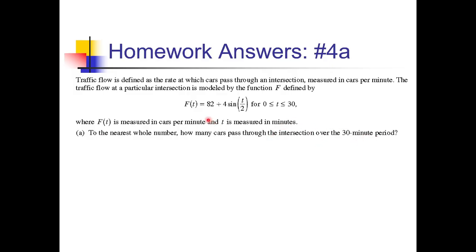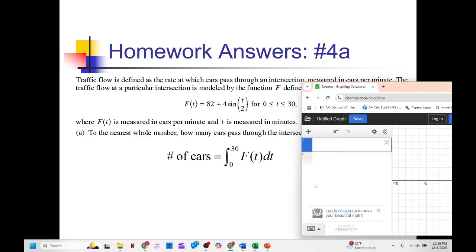So we have the rate at which the number of cars is changing here, this f of t, the rate at which cars are passing through. If we want the total cars, we just have to take the integral of this over the period from 0 to 30. So we'll just do integral 0 to 30 of big F of t dt, and that's all I have to show before plugging this in my calculator. So let me go to the calculator.